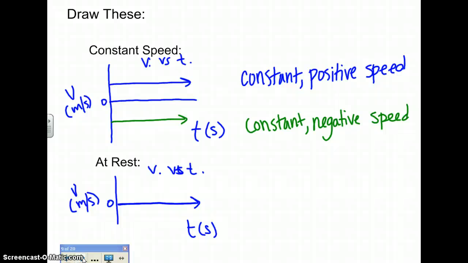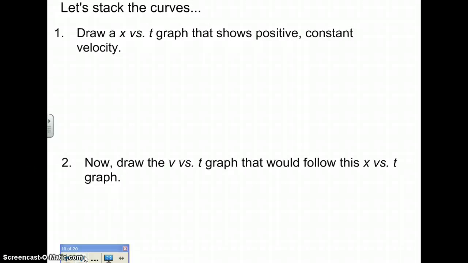One is blue, one is green. And then also when you are at rest, you are literally not moving. Like the light is red, look at your speedometer, how fast are you going? What is your velocity? You're moving at 0 meters per second. So you would literally just put your slope right onto the x-axis, implying 0 meters per second as time is going on. So, starting to stack some curves here.